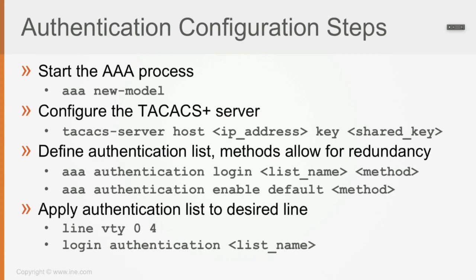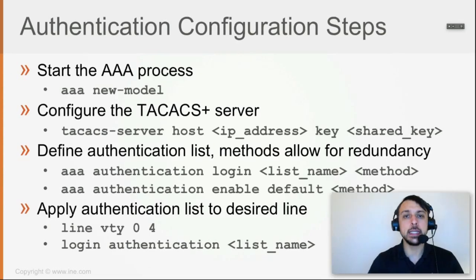So if you don't use the default list name, you've got to apply that list to the VTY lines or to the console or to whatever location you want to enforce authentication for users connecting to the router for managing it. So if I'm not going to use the default list, I've got to go on the VTY lines and apply the list: login authentication and the list name. If I want console access to be authenticated in the same way as defined in the list, I've got to say line console 0 and then apply the list.